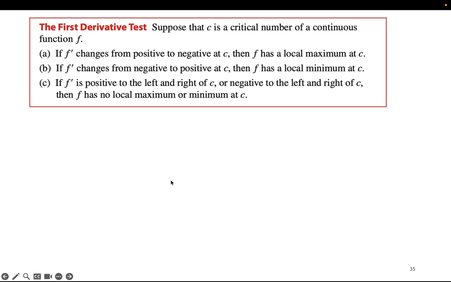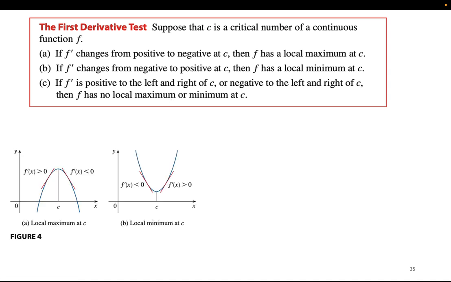Okay, so the next test is called the first derivative test. It says that if you have a critical number and f prime changes from positive to negative, then f must be a local maximum. If it changes from negative to positive, it must be a local minimum. And if it's the same sign, either both positive or both negative, then it's neither a local max or a local minimum. I think the best way to see this is with some graphs.